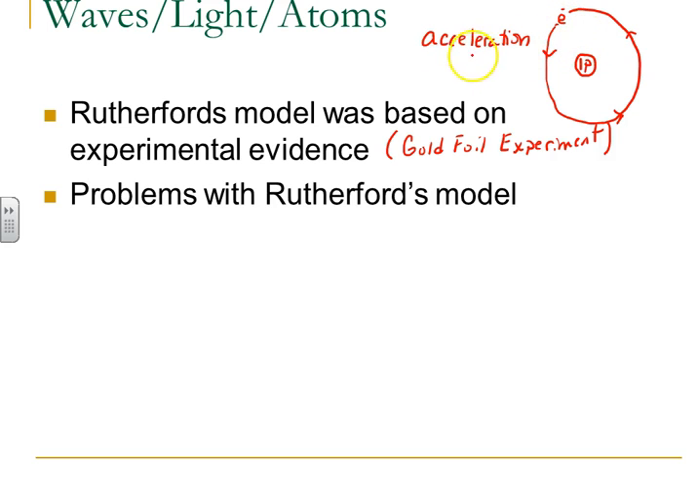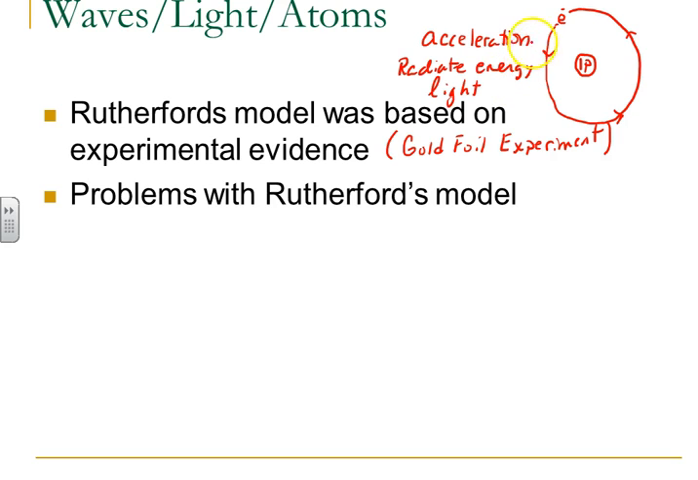This accelerated electron should radiate energy in the form of light or some form of electromagnetic radiation. And in general, we know that doesn't occur. So what this model predicts, with the electron moving in a circular path, doesn't seem to hold true.